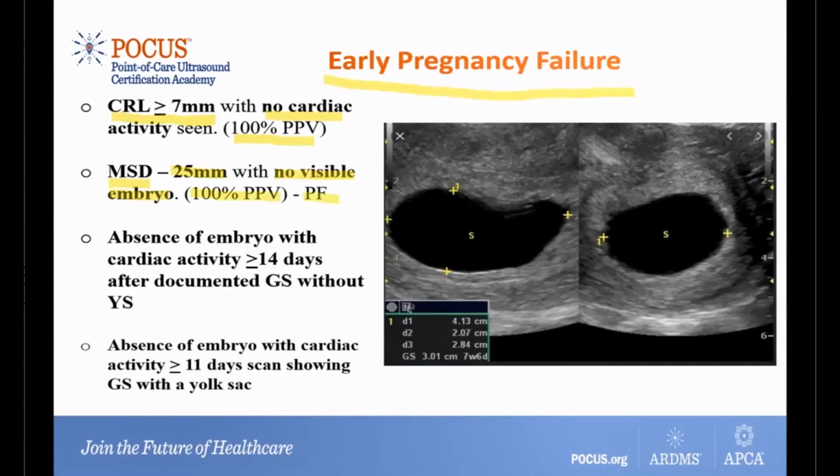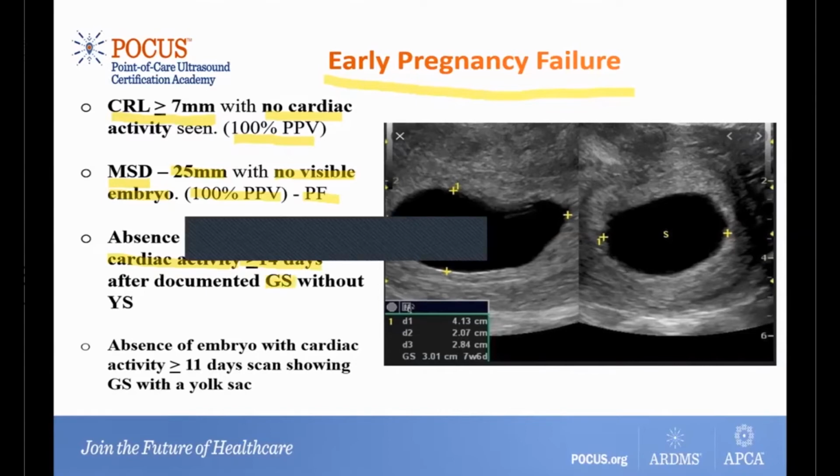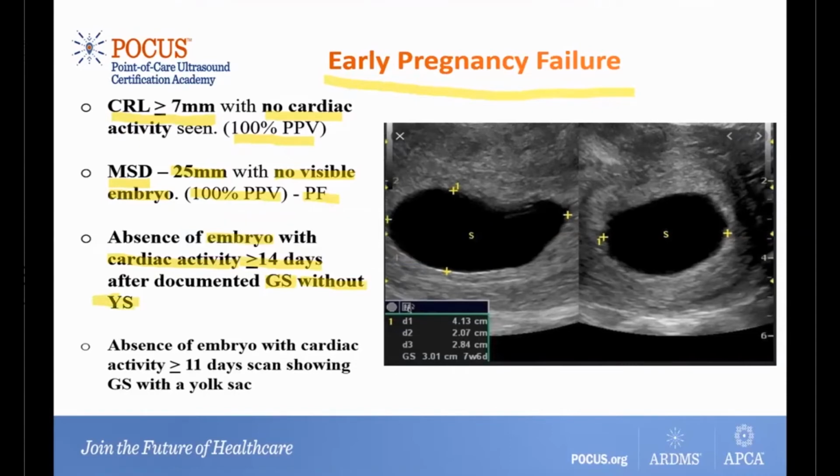The third scenario is we have an absence of the embryo with cardiac activity equal to or more than 14 days after a documented gestational sac was seen without the yolk sac. So this is important. The last scenario, we have absence of an embryo with cardiac activity, and it is equal to or more than 11 days after a scan showing a gestation sac with the yolk sac.